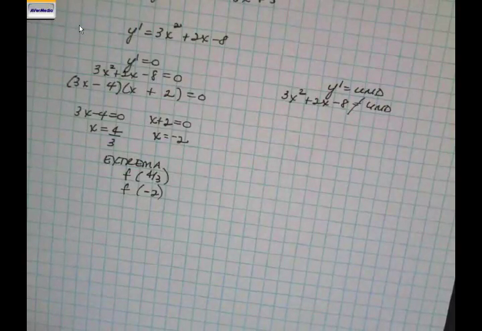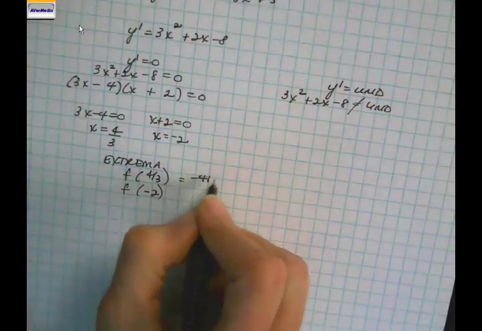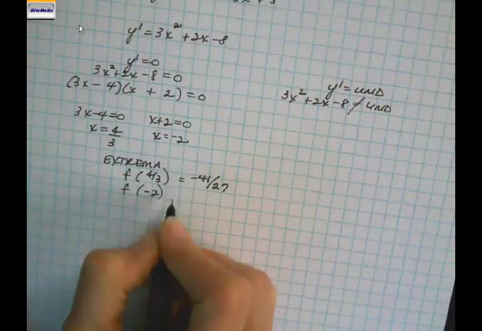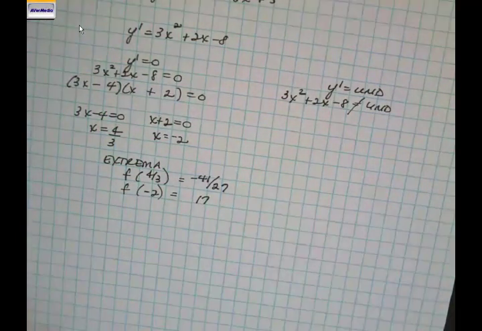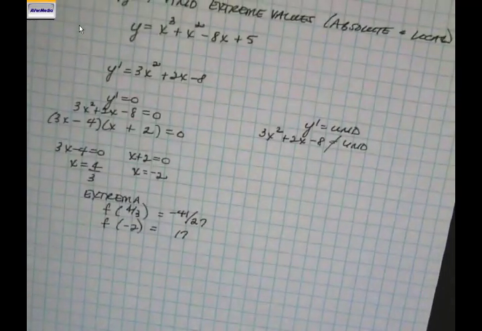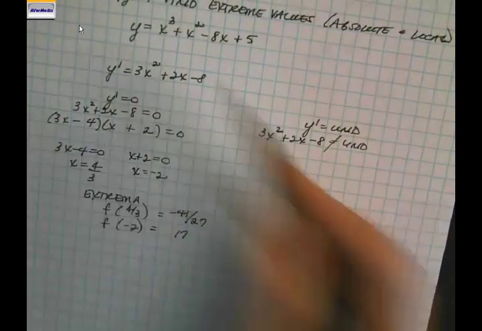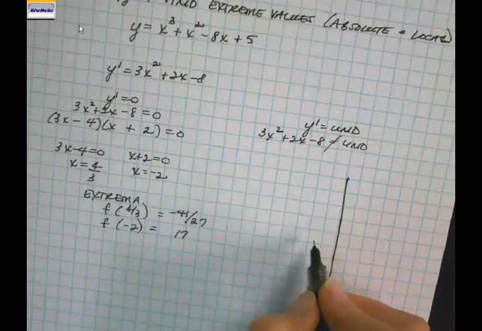And I think I cheated and looked this up in the back of the book, so I didn't feel like putting it in. Negative 41 over 27, oh fun, and 17. Now, if you don't trust yourself here, that these are locals and not absolutes, then just pick up your calculator and graph this thing to confirm.